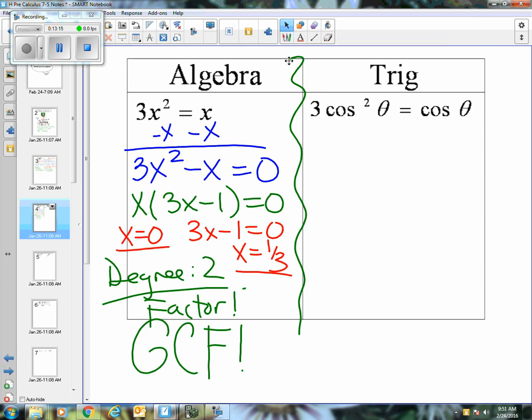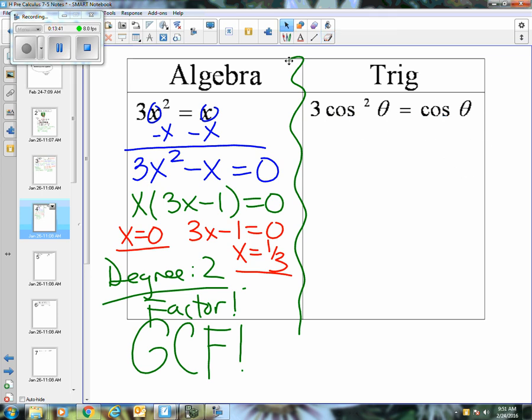All right, so compare to the equation on the right, the trig equation. So does it look similar? Coefficient is 3. We have a squared term. It's equal to a linear term. Looks pretty much the same, but what's different? I replaced the x's with cosine. So I replaced the name of the function to a cosine. So it's basically the same thing. So it's a degree 2.